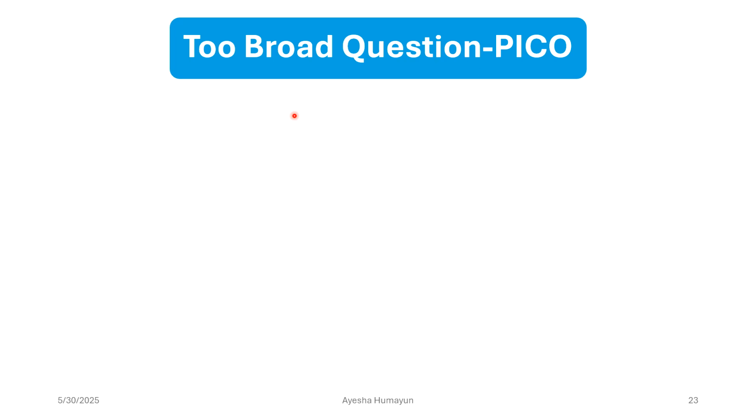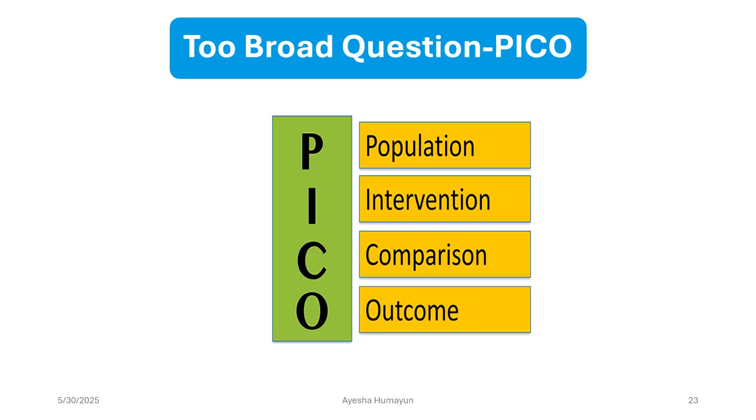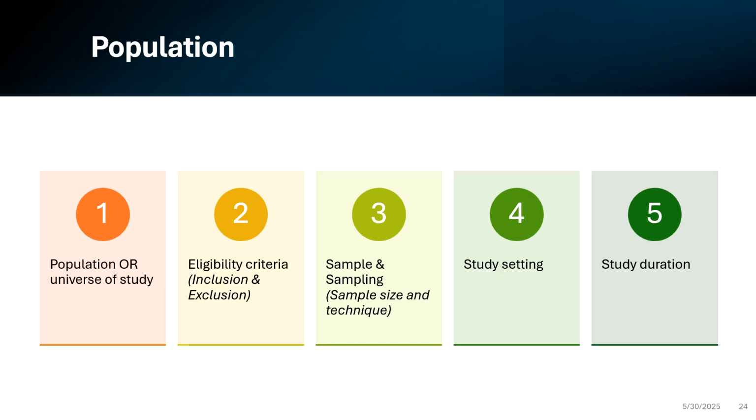So when I have selected one question, I apply PICO on that. PICO is population, intervention, comparison, outcome. We have just discussed that for quantitative research we use PICO, and for qualitative research we use SPICE. This is the last slide, showing again the population or universe and eligibility criteria. We are going to discuss all these, what is population, what is sampling, in detail in a subsequent video.